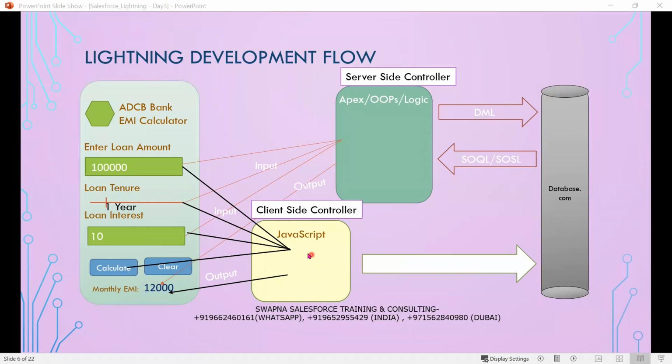The logic that sits in the client-side controller is what makes Lightning faster compared to your Classic development. The efficiency is very good, but only if you write the logic in the client-side controller. That's the reason Lightning development is sometimes faster: the developer has implemented the logic within the client-side controller. If the developer does that, then your Lightning application gives a faster response.